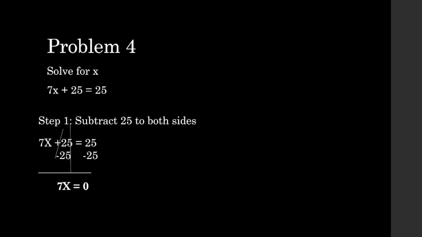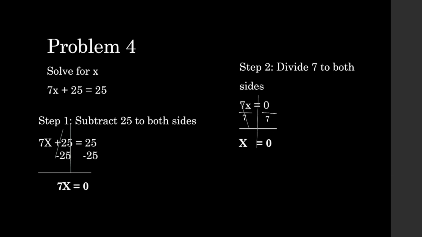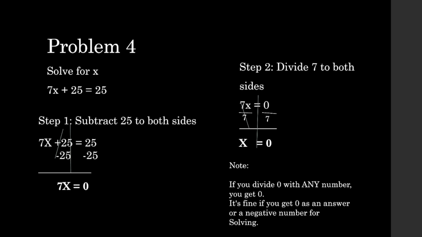So when you do that, you get 7x equals 0. Okay, now the last step you do is divide 7 to both sides. So when you divide 7 to both sides, you're going to notice that x equals 0. You might be wondering, if I get a 0, does that mean the question is incorrect? No. Actually, you can get variables where you get x as 0.